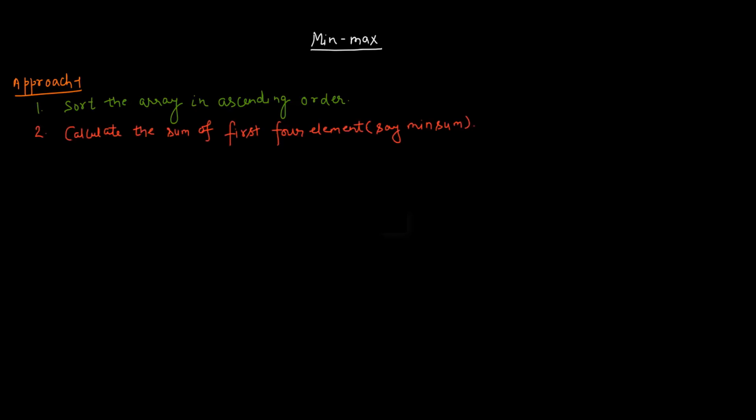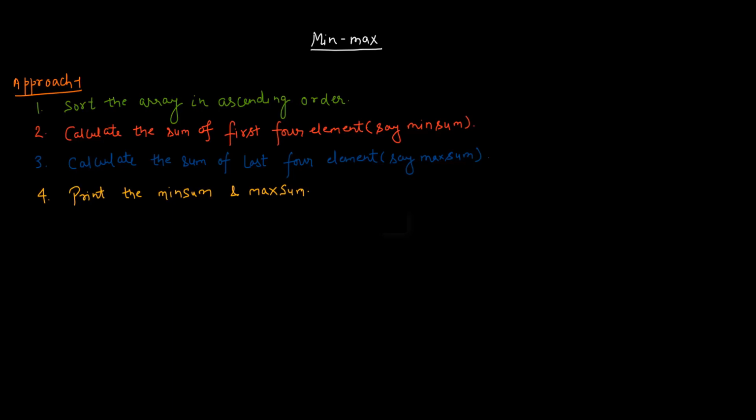Then we will calculate the sum of the first 4 elements, say minimum, and we will store the result of the first 4 elements into minimum. And after that, we will calculate the sum of the last 4 elements, say maximum, and store the result in maximum. And finally, we will print the min sum and maximum. Let's see, guys, this algorithm in action now.